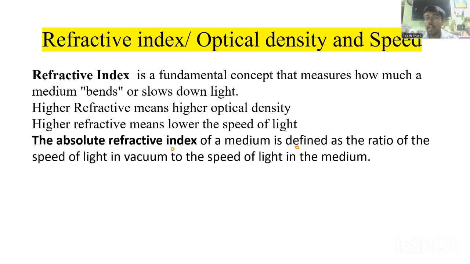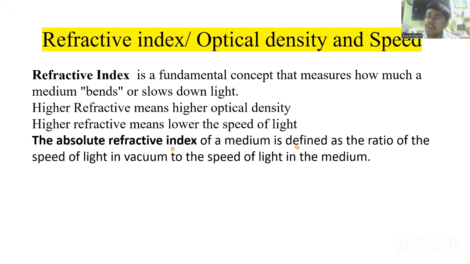Next, refractive index. Again, everybody gets confused between optical density and speed. What is refractive index? I said light bends, but to know how much it bends we need a value. Refractive index tells you how much light is bending. If I tell you the refractive index is 2.42, the meaning is it is bending so many times. Understand this.